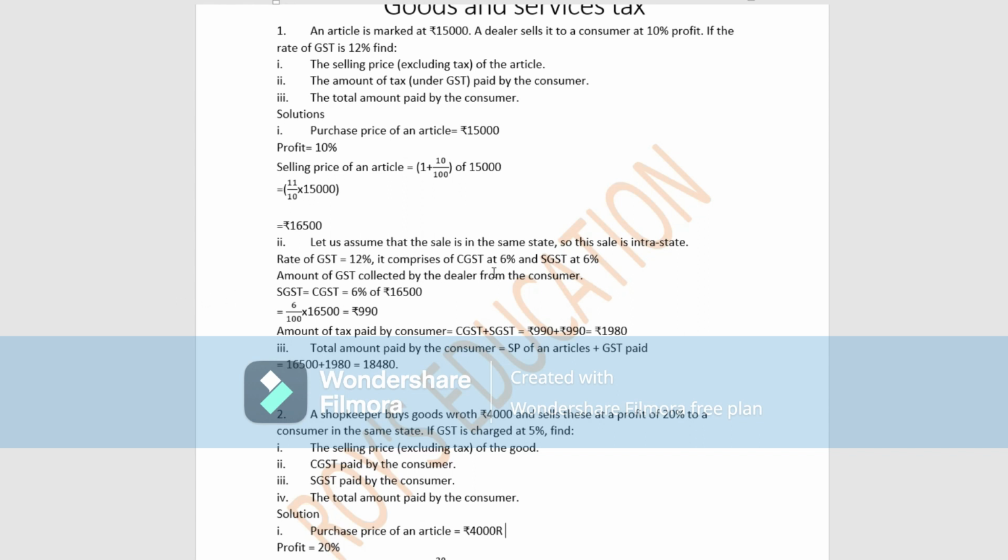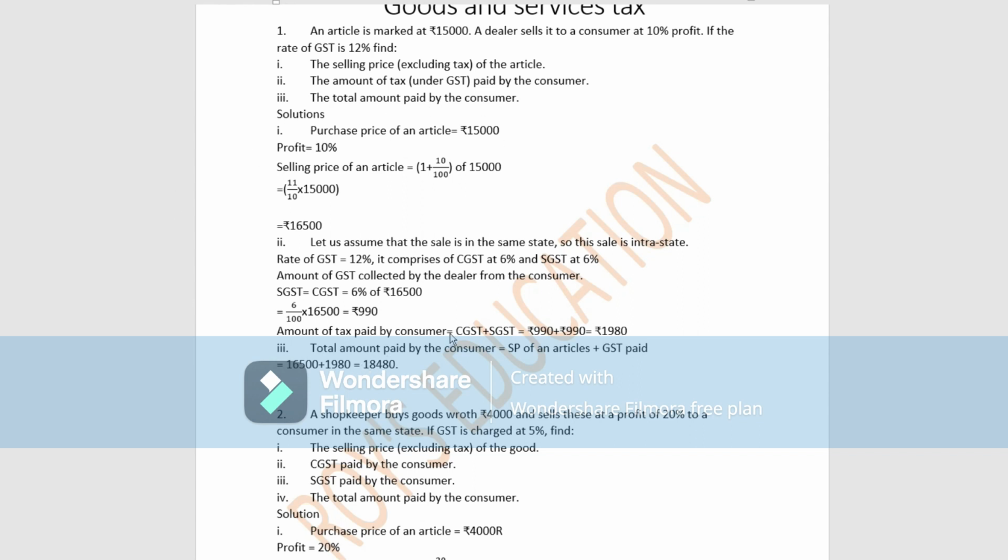Now the amount of GST collected by the dealer from the consumer: SGST will be equal to CGST. That means this 12% is divided into 6% of CGST and 6% of SGST. So SGST will be equal to CGST, that means 6% of this 16,500. So we have got rupees 990. Now the amount of tax paid by the consumer is CGST plus SGST. That means 990 plus 990, which is equal to 1,980.